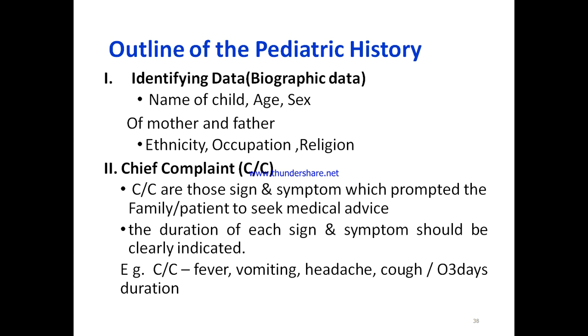So in detail, these are the outlines of the pediatric history, after observing the difference between pediatric history and adult history. The first thing is identification history. In identification history, mainly we are focusing on the name of the child, age and sex. And the other component is biographical data, where we use the parent's or caregiver's biographic data, for example, religion and occupation.